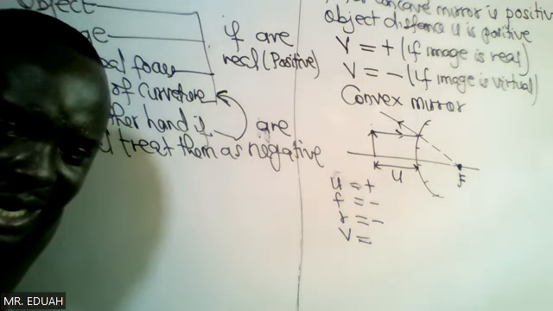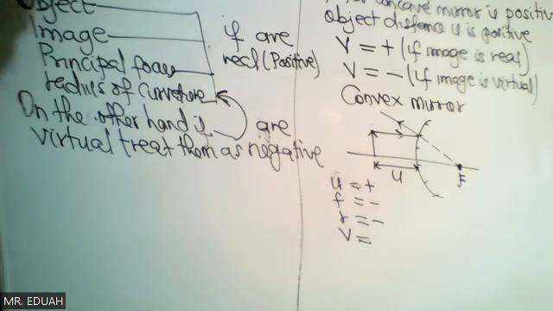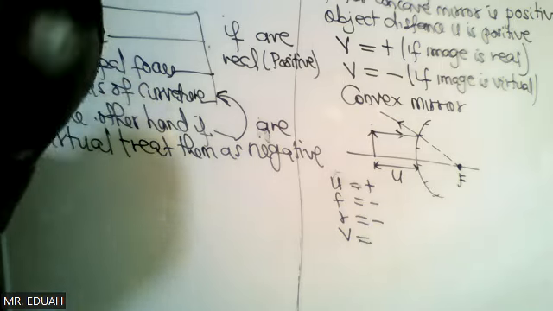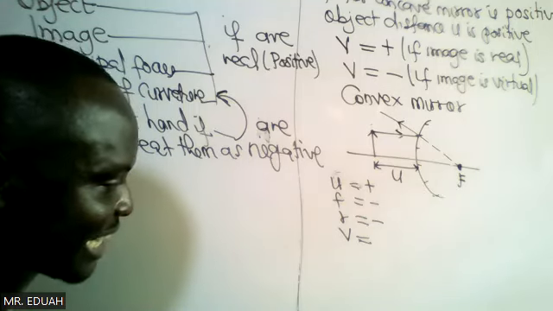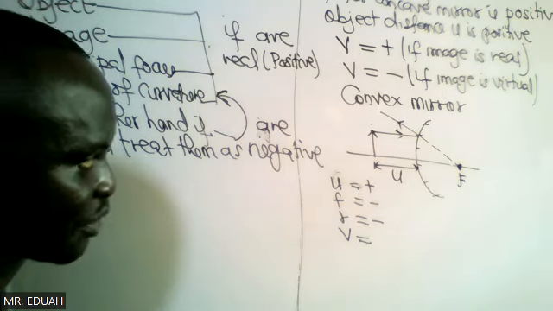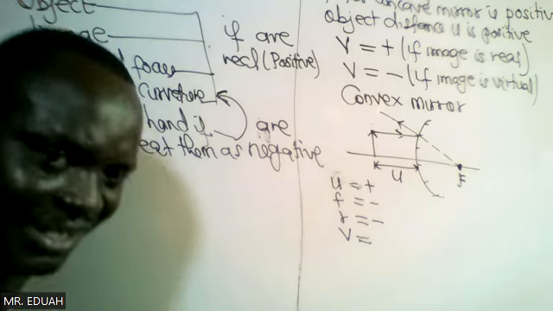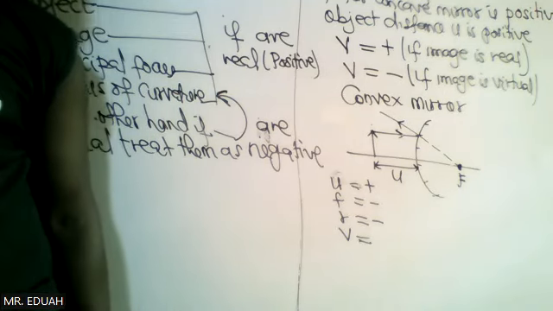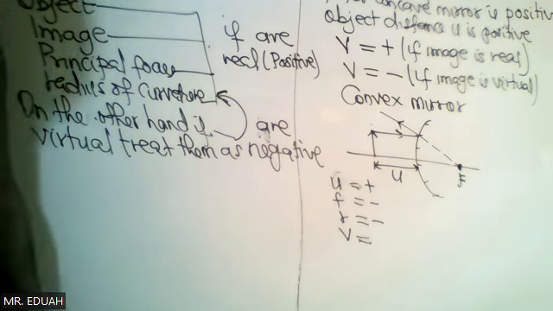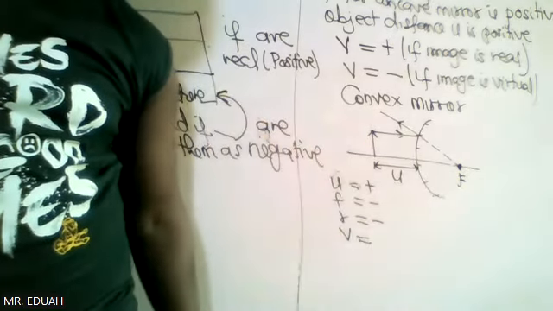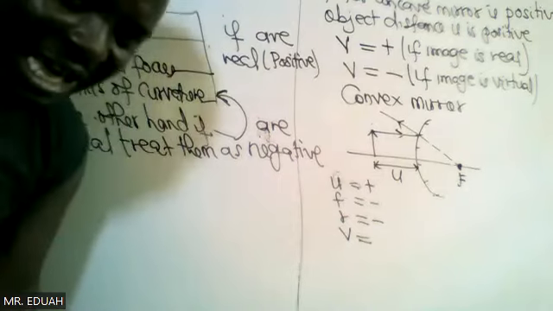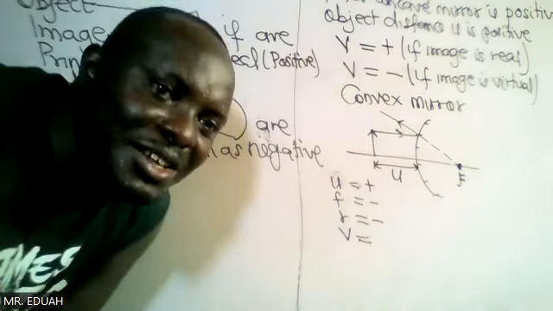Please, if your hand is raised, go ahead and contribute. Sir, what's the question? You don't have the question and you want to answer. My question is that we want to judge the sign of V for a convex mirror. Would V be positive or negative? And for each choice you make, the why is very important. For the image formed by a convex mirror, would V be positive or negative?